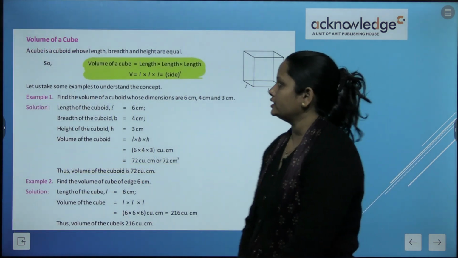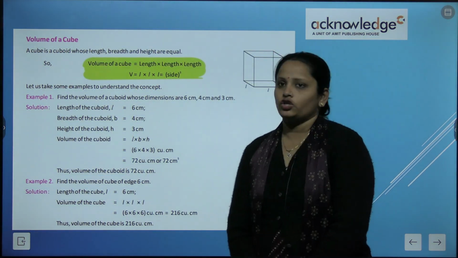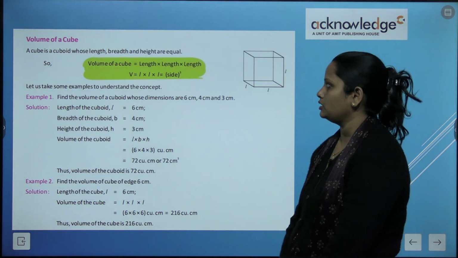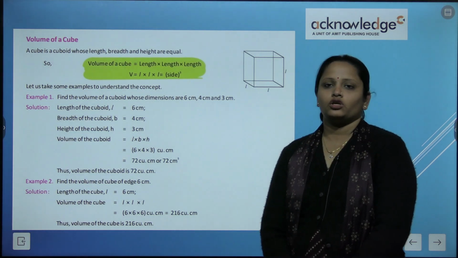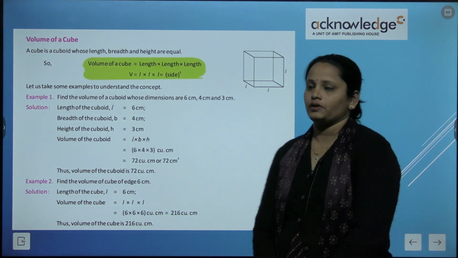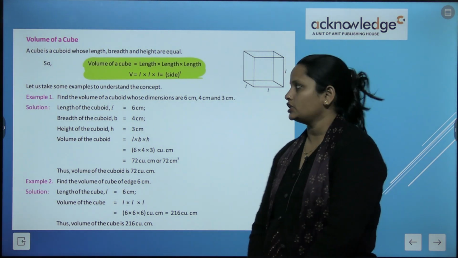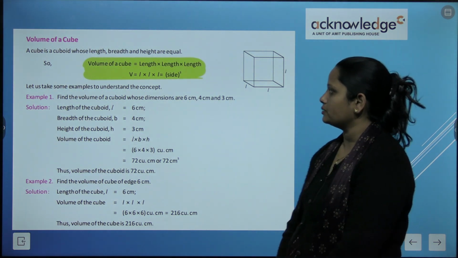Now children, let's learn the volume of a cube. Cube का volume क्या होता है? So a cube is a cuboid whose length, breadth and height are equal. इसकी length भी, breadth भी और height भी सब कुछ क्या होता है? Equal होता है. So the volume of a cube is length multiply length multiply length. So हम इसमें कह सकते हैं side cube. Side का cube होता है. 3 times इसे multiply करना.